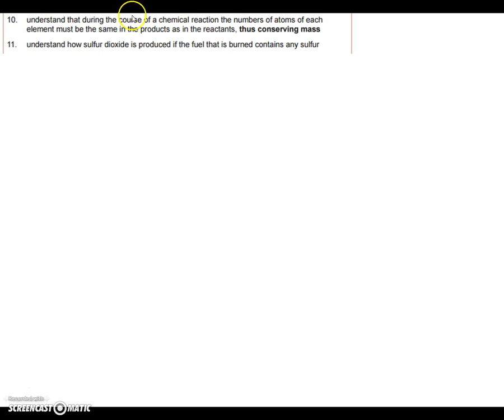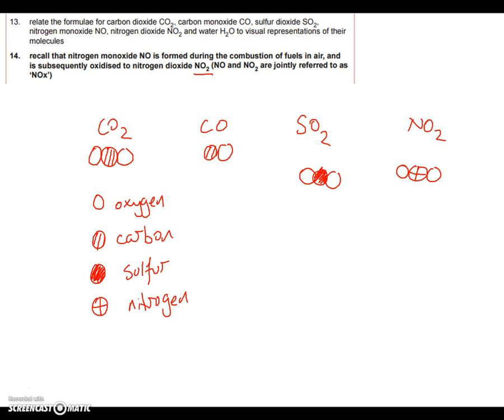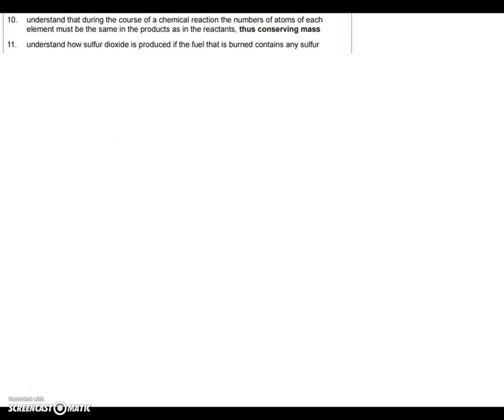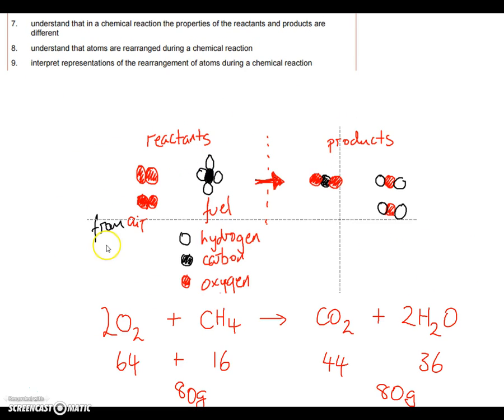this statement here. Understand that during the course of a chemical reaction, the number and mass of each element must be the same for products as in reactants, thus conserving mass. Just as a note, this is in bold here. This indicates that the idea of conservation of mass will only come up in higher papers, but it's well worth everyone understanding that. So all this really says is that we can't create or destroy mass. It must move from one place to another.